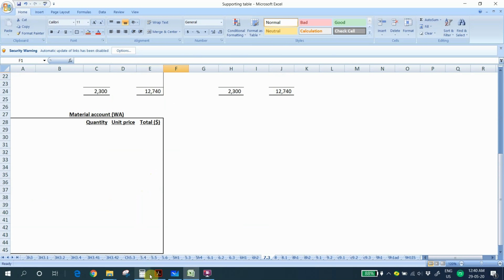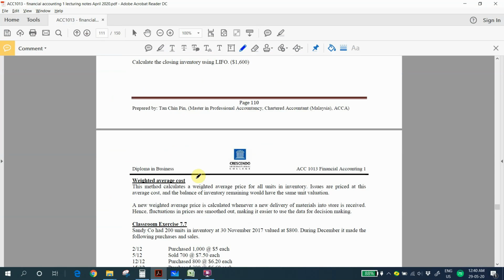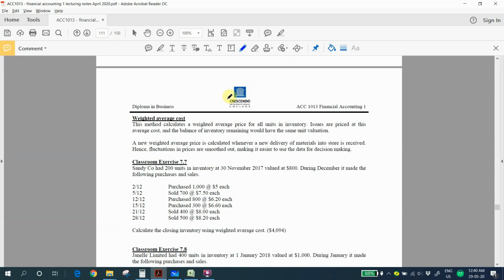Next, we are going to prepare our closing inventory under weighted average method. So weighted average cost method. This method calculates a weighted average price for all units in inventory. Issues are priced at this average cost, and the balance of the inventory remaining would have the same unit value.